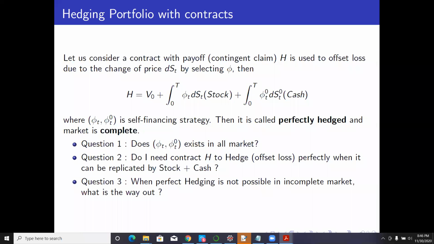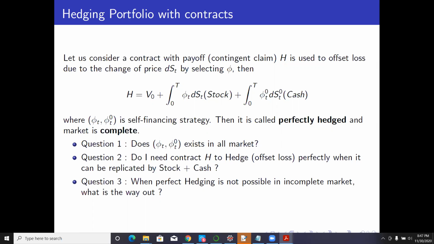Okay, great. Let us discuss the concept of the hedging portfolio with contracts. Initially I discussed that contracts are required to hedge the loss. Hedging the loss means that because of the change in price, we are incurring a loss. The contracts are a kind of insurance: if the loss happens, then in that scenario the contract will give the payoff, and that payoff will compensate the loss.